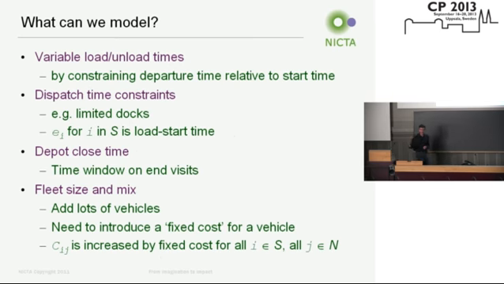As I indicated, we can handle variable loading and unloading times. We can handle different dispatch time constraints. For example, for limited docks, we just need a constraint that's going to change that EI, the start time for my start nodes. We've got depot closing times, and we can even do fleet size and mix, just by throwing in lots of vehicles of different sizes and letting the solver work out which ones to keep.